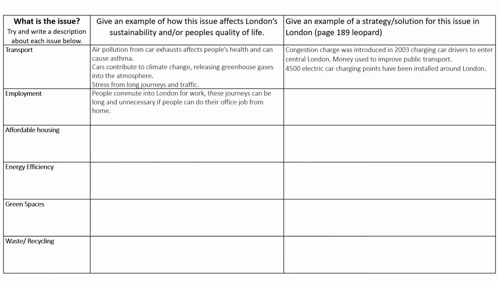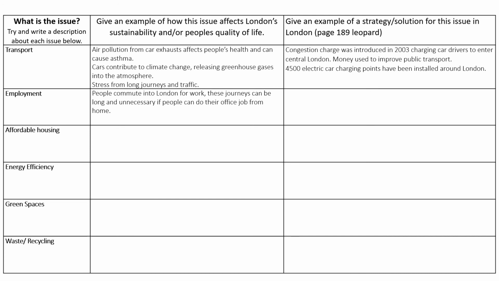And then try and give an example of a strategy or solution for this issue in London if you can. So London obviously has introduced the congestion charge in 2003, charging car drivers to enter central London. They've also now got the ULEZ charge, which is for lower emissions. So that is something that has come in since your textbook was produced, but the ULEZ will allow electric cars or cars that do not produce as many emissions to come into central London, and therefore those that are more polluting have to pay more in order to access the centre of London and the inner city.